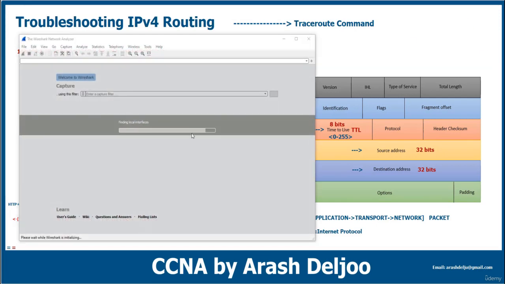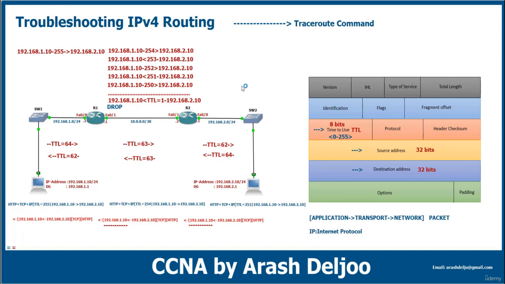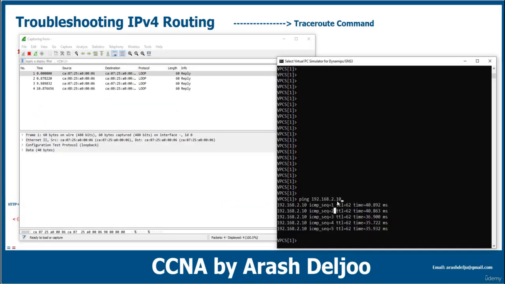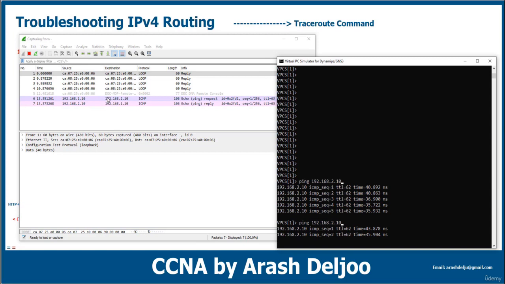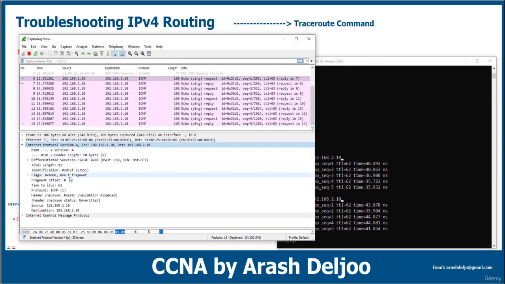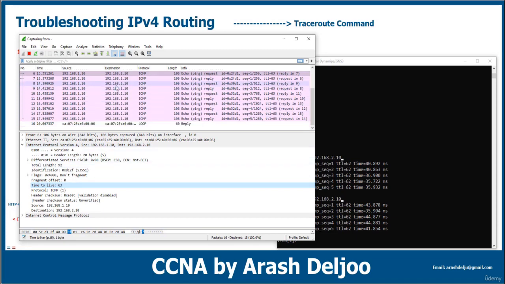Now again we expect to see TTL 63 for the ICMP echo request and also for the ICMP echo reply. Let me send traffic again. Look at here. Here we can see the TTL in the ICMP echo request is 63, and also in the ICMP echo reply, again we have 63.